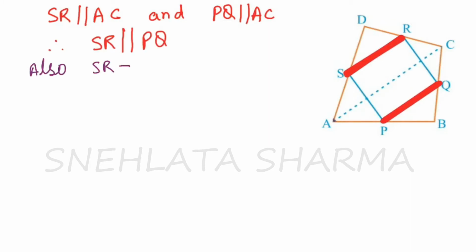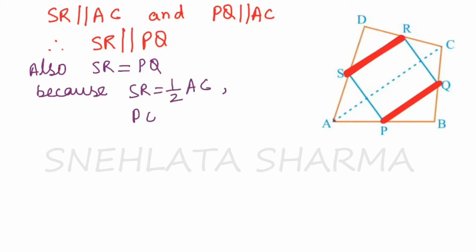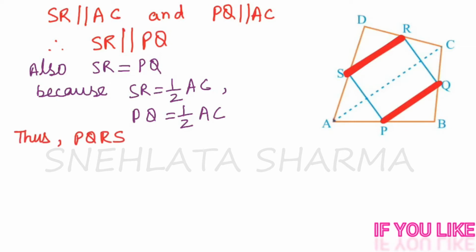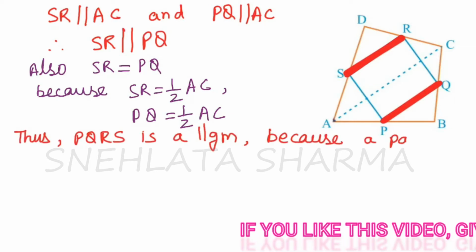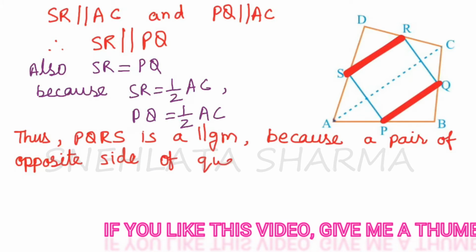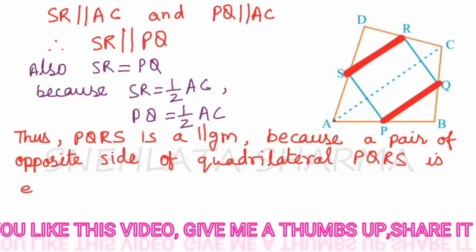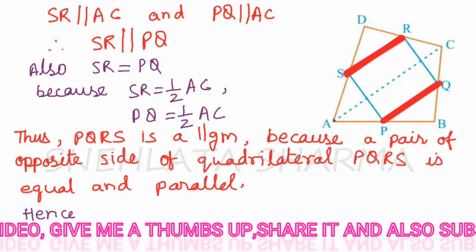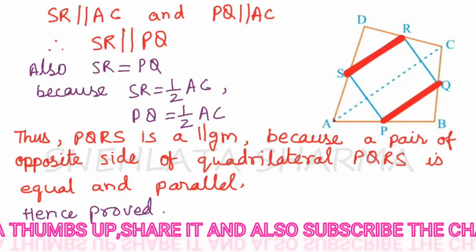Also, SR is equal to PQ because SR is equal to half AC and PQ is equal to half AC. Let's write. Thus, PQRS is a parallelogram because a pair of opposite sides of quadrilateral PQRS is equal and parallel. Hence, proved. Next करते हैं question number 2.